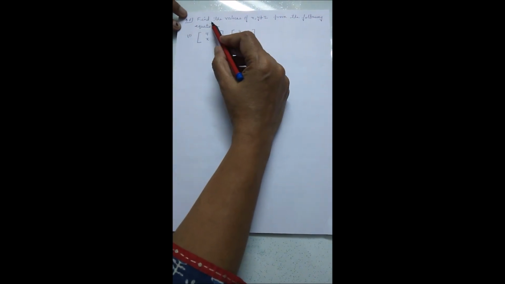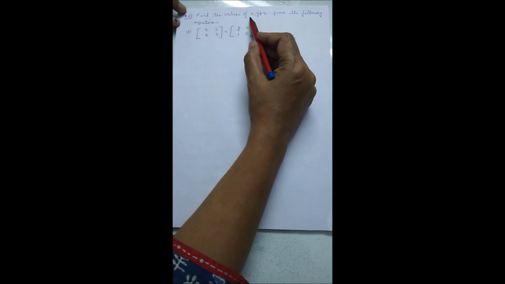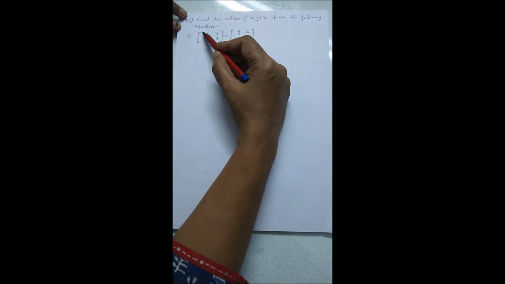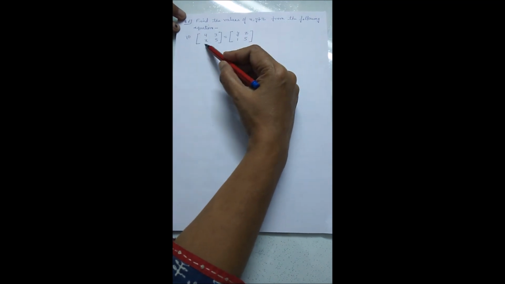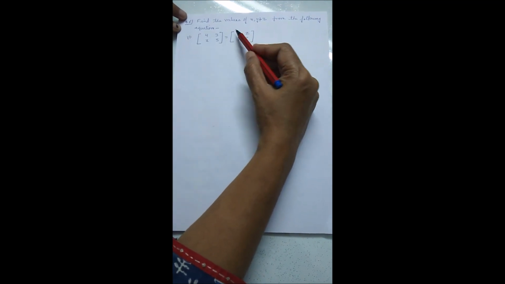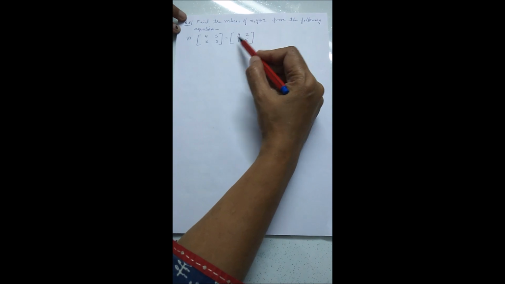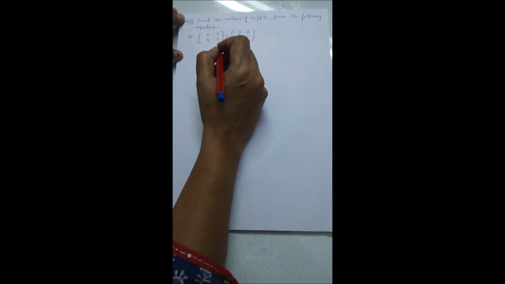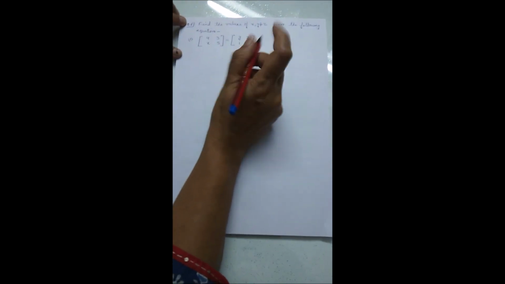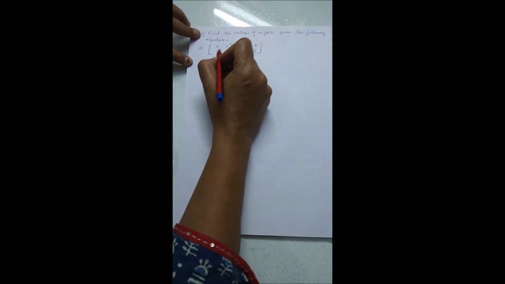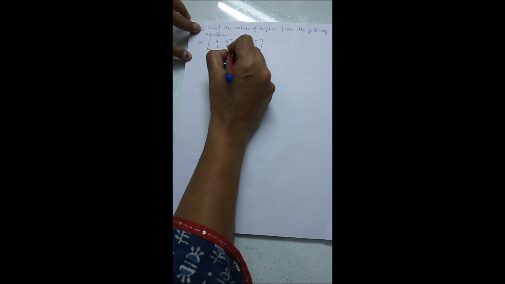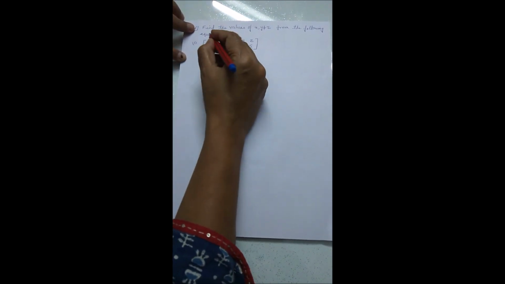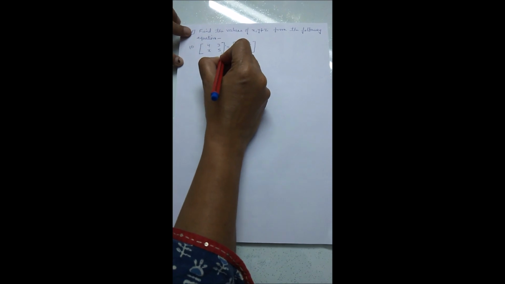Now the next question is find the values of x, y and z from the following equation. First matrix 4, 3, x, 5 equals to second matrix y, z, 1 and 5. The two matrices are said to be equal if they have the same order. Now in this case, the order of the first matrix, number of rows is 2 and the number of columns is 2. So the order is 2 by 2.